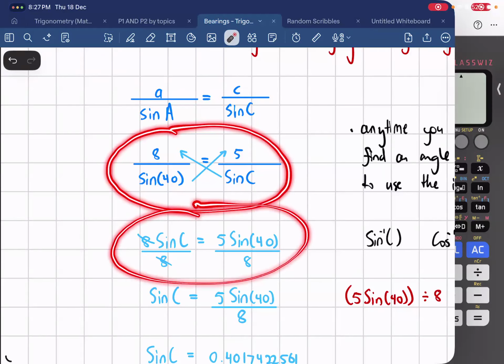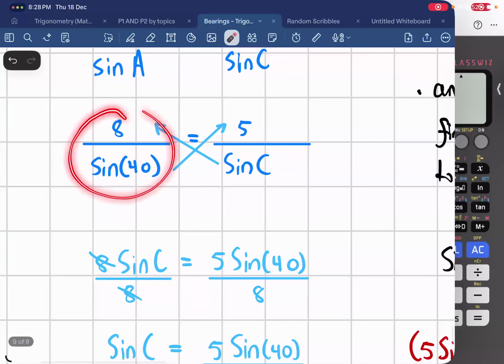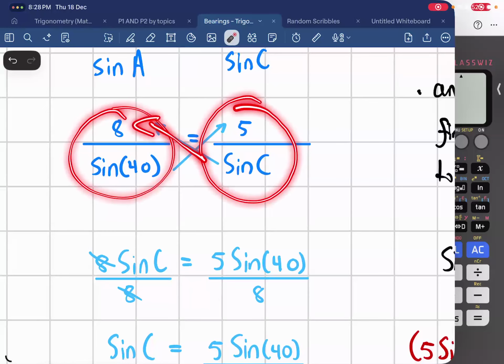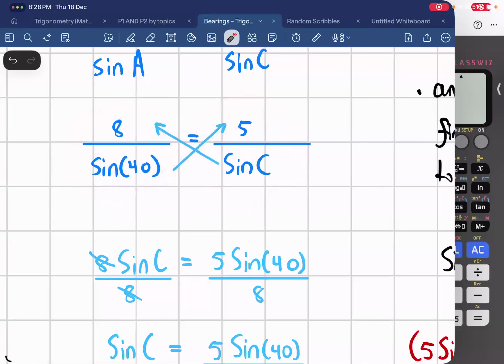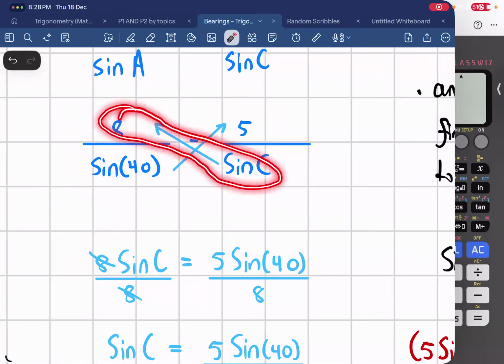All right, so Perseus, watch. Anytime you have two fractions, you're going to cross multiply. So we're going to multiply this diagonal. That's going to be 8 sine C, 8 by sine C. That's how we got this. Let me know if you understand that. So we multiply diagonally.